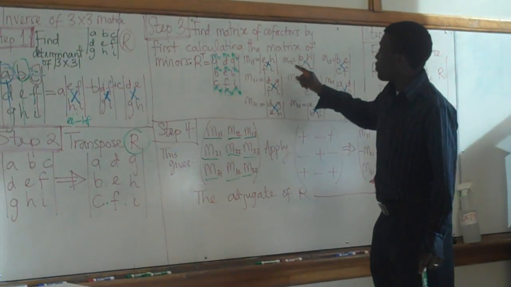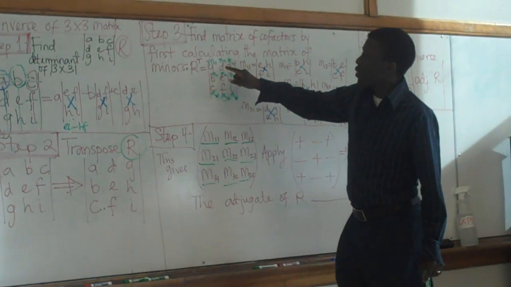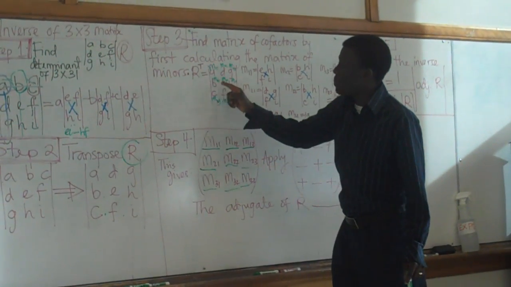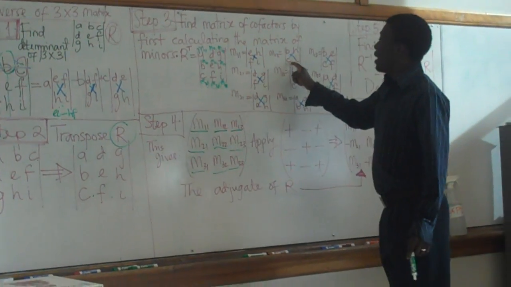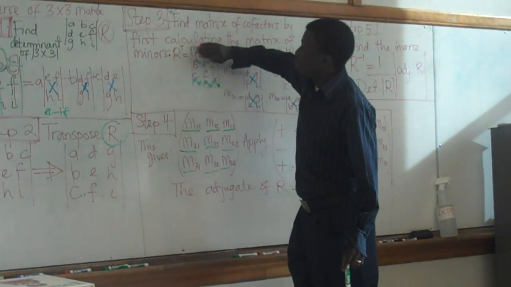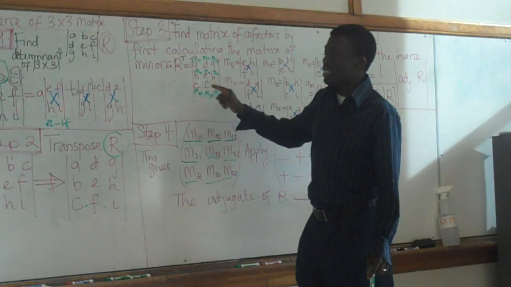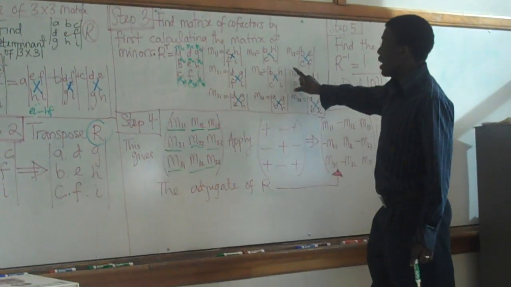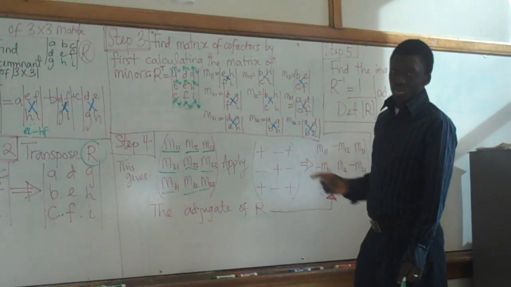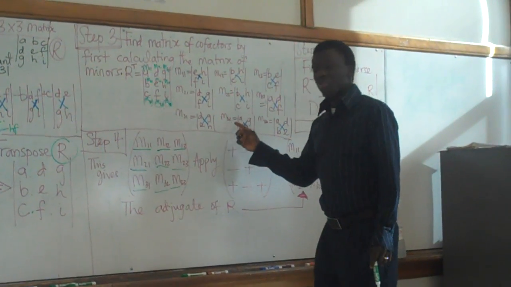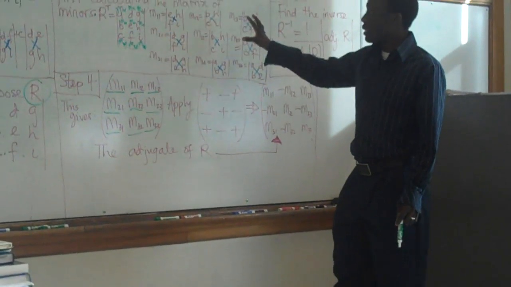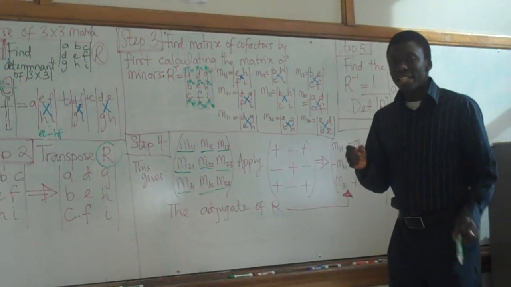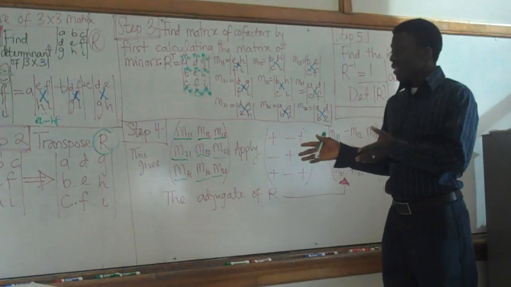We do the same thing for the second one. When we're looking for this, we ignore that and the one right there. So we have B, H, C, I. And then we take the third term, we ignore that, and we have B, E, C, F. So now we use that same mechanism to find M21, M22, and M23, M31, M32, and M33. That's how we do that part. The next step is to apply the sign changes, and this is unique now.